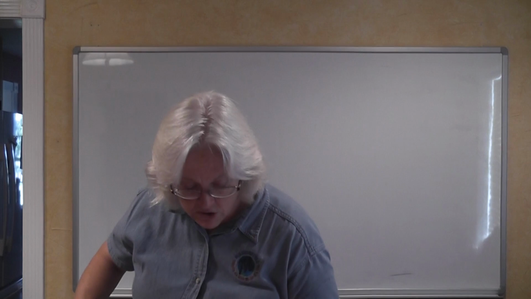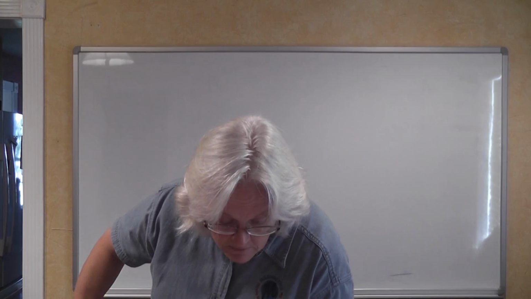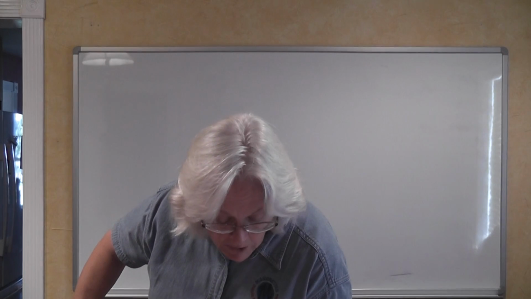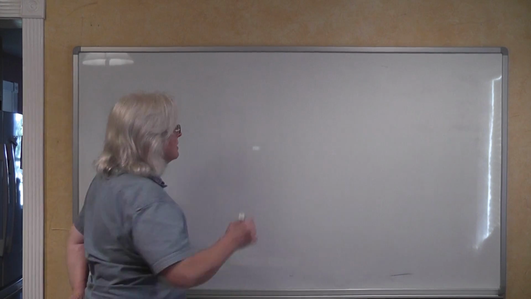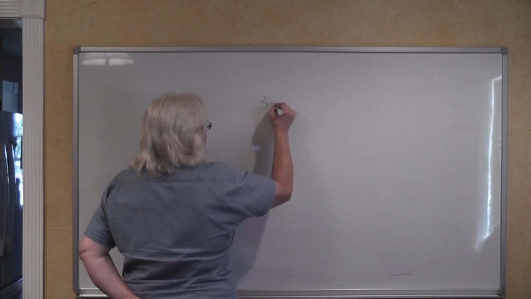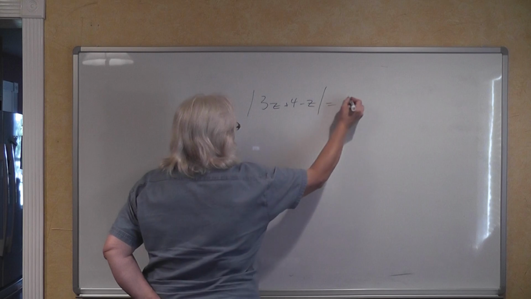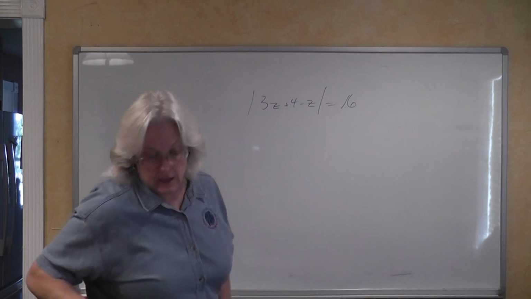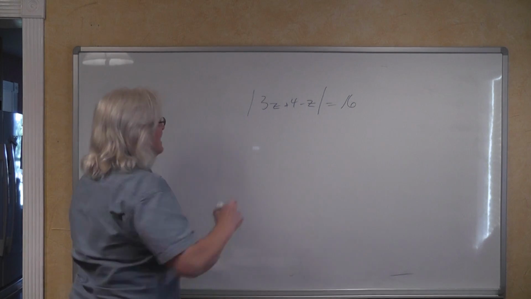And I'll pick one randomly that is just a really straightforward one. It says problem number 8. Absolute value, problem number 10. Absolute value of 3z plus 4 minus z is 16. 3z plus 4 minus z, that absolute value, is equal to 16. And let me tell you again what number this is. This is problem number 10.